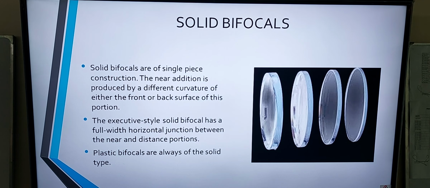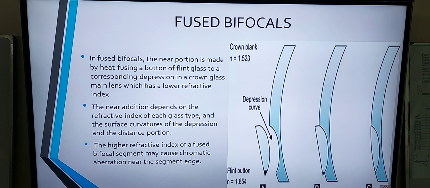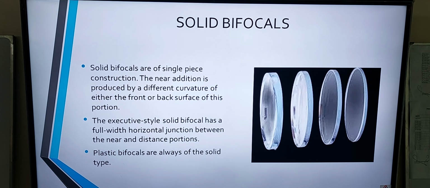Finally, we have the solid bifocals. Here, the near addition is produced by a different curvature of either the front or back surface of this portion. So in the previous fused bifocals, we said that the near correction is from the difference of the refractive index, whereas in the solid bifocals, the near correction is applied using a different curvature of the lens.